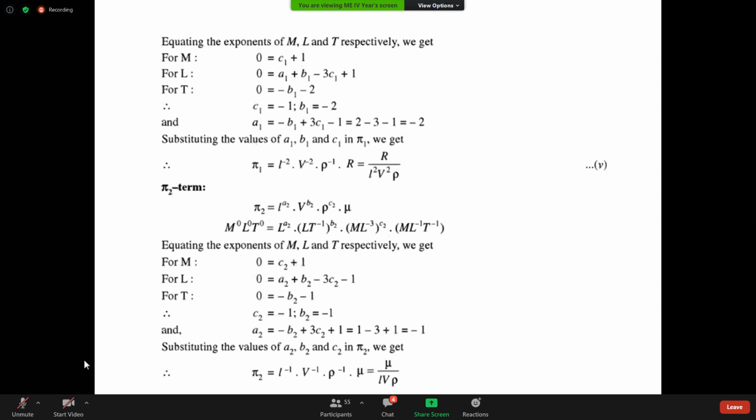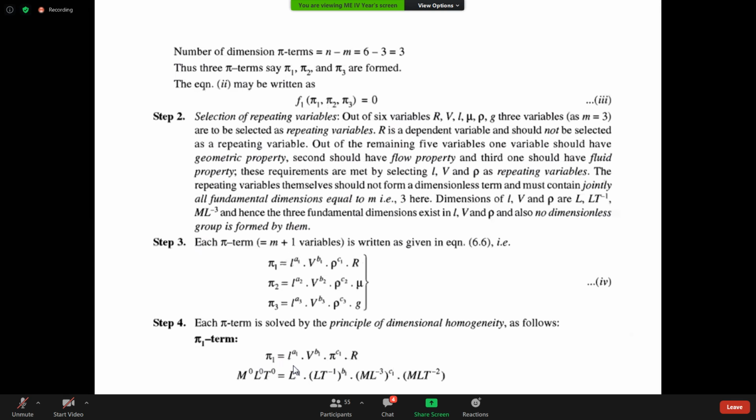You have to do for the T. You will get like this. So you will get C1, you will get B1. If you get B1 and C1, you substitute this C1 here, you substitute this B1 here, so that you will get the A1. Right? Then again go to the phi 1 term. In this term, substitute this A1, B1, C1 values.